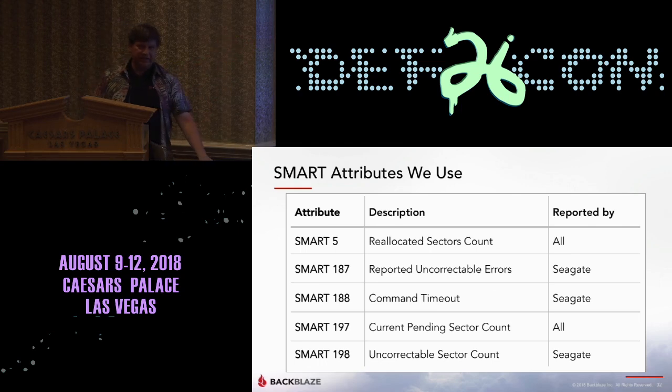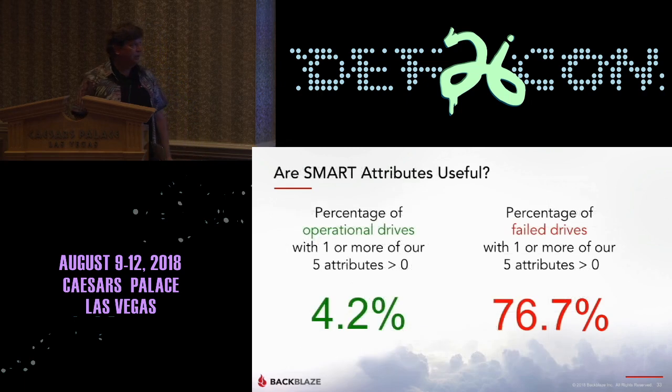And one of the things I did a little bit ago was say, all right, if I look at all of the operational drives that are running right now, how many of them have one or more of those attributes greater than zero? It's either zero or a number greater than zero. Zero is good, anything else is bad, right? And it just so happened about 4.2% of them were like that.